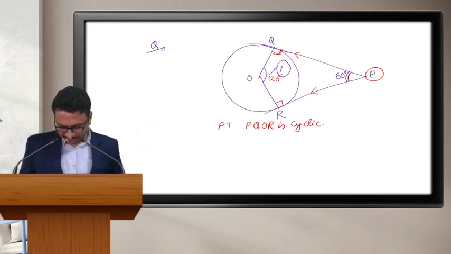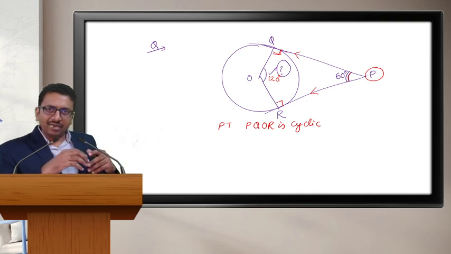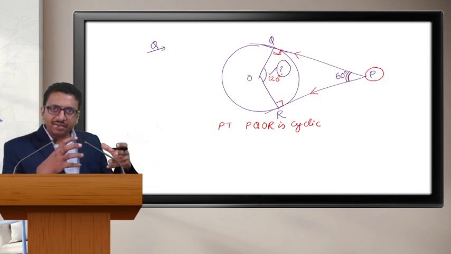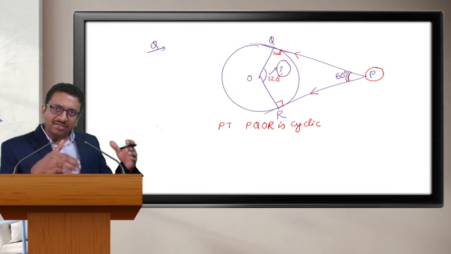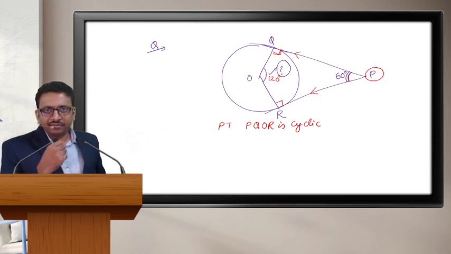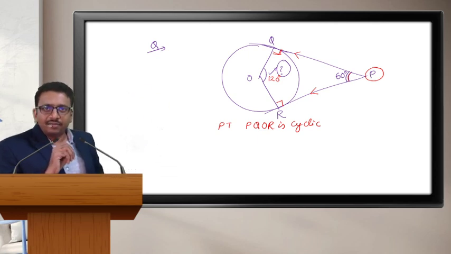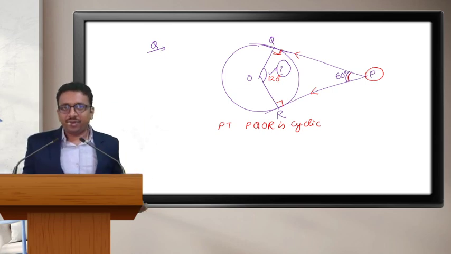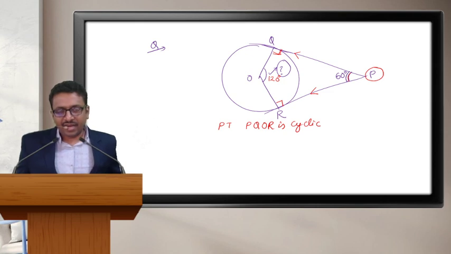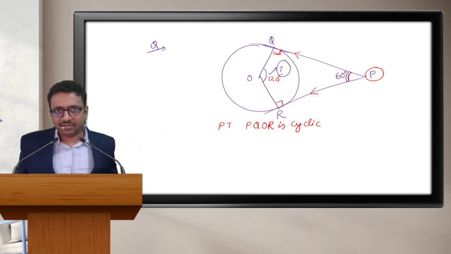Sir, but a quadrilateral is cyclic only when all four points lie on a circle, right? But it's not necessary that you have a circle already. If the sum of opposite angles is 180, the quadrilateral will become cyclic. That means you can draw a circle. If a quadrilateral is cyclic, it means that you can draw a circle through all the 4 points. Clear? And that will only be possible if the sum of opposite angles is 180 degrees.